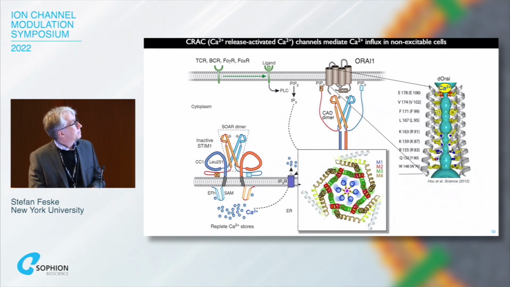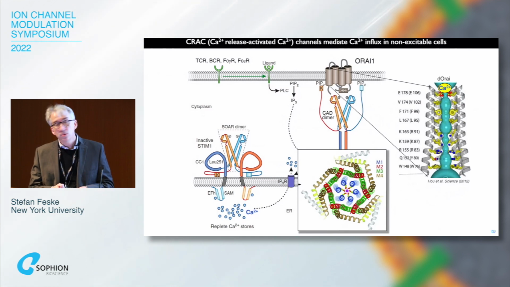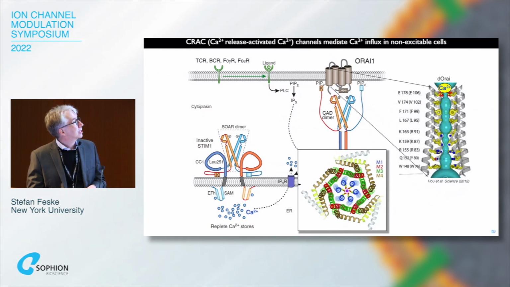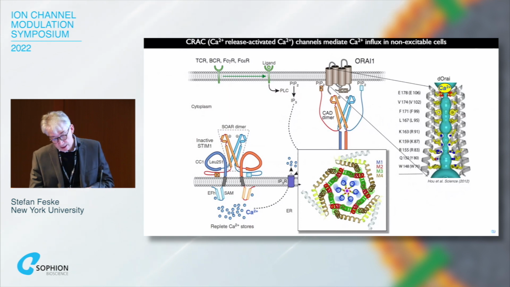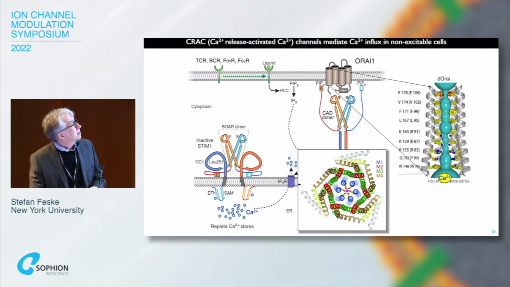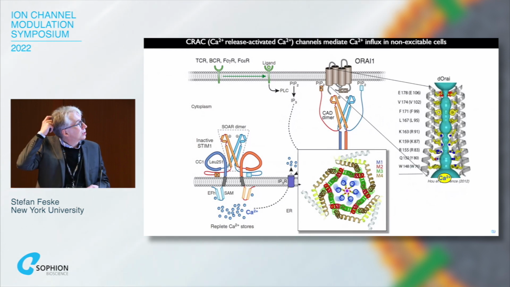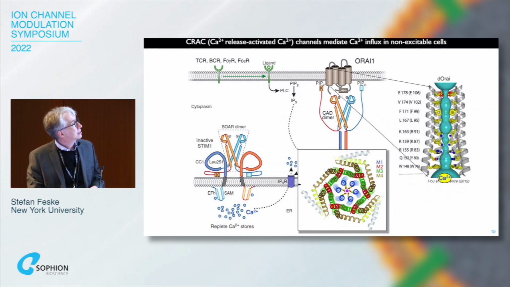Just as a bit of background, this is the channel structure that was solved by Xiaowei Hou in the lab of Steve Long here at Memorial Sloan Kettering in New York. The channel is a hexamer. These are the M1 domains that coordinate the binding of calcium in the pore. This is the pore structure. It's a very narrow pore that a friend and colleague of mine, Murali Prakriya, who you hear from later, has really very nicely characterized besides the structure by mutagenizing all these residues and then studying the function of the channel.